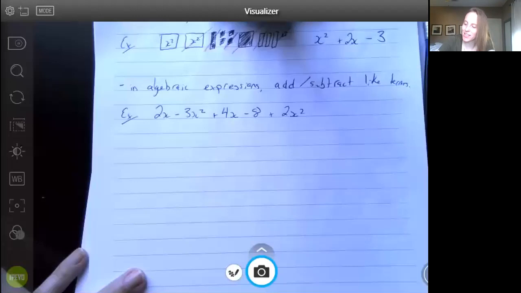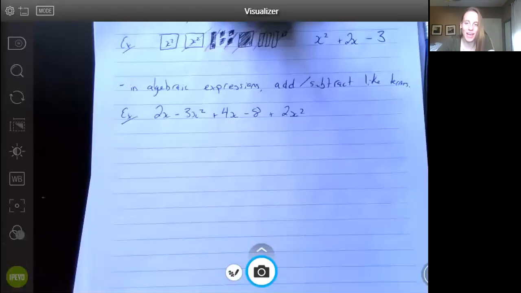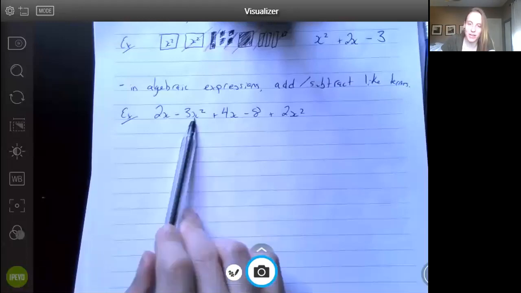If we are given an algebraic expression instead of models, then you just add or subtract the like terms once you have them gathered together. So in this example, we have 2x minus 3x squared plus 4x minus 8 plus 2x squared. I'm going to start by ordering them in terms of highest to lowest degree with our like terms together. So I'm going to move any of our x squareds to the front.